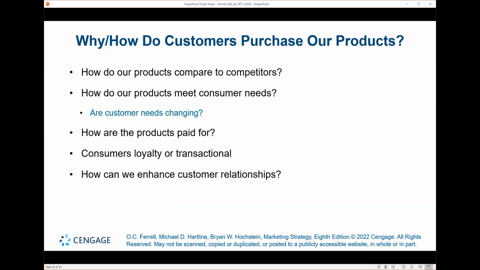And then finally, the why and the how. How do customers compare us to our competitors? How do those products meet consumers' needs, and are those needs changing? It's kind of interesting now that bartering has started to come back again. Bartering in the world is a $12 to $14 billion industry. Bartering, in essence, is trading a good for a good or a service for a service. And so we find that consumers are much more willing to barter than they have been at any time.